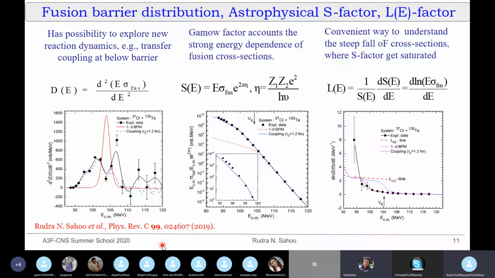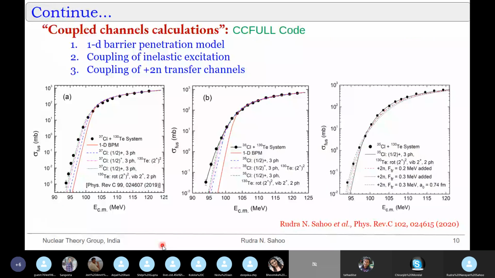Sir, I think that the crossing in the theoretical calculation may be due to the shallow potential. In slide number 10, that's what I was actually afraid of. In the third figure, they are crossing each other at a particular energy.